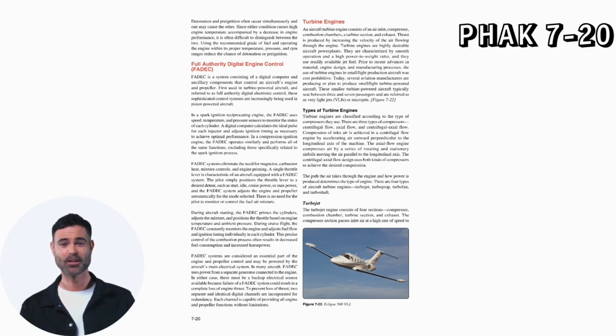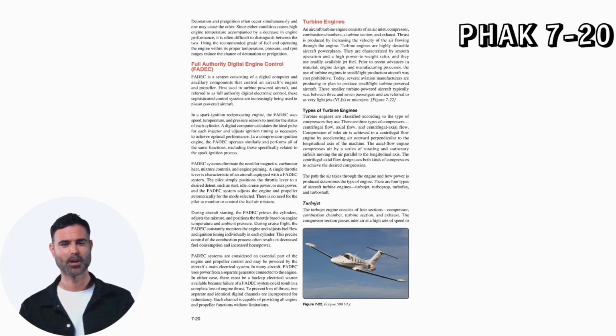Types of turbine engines. Turbine engines are classified according to the type of compressors they use. There are 3 types of compressors: centrifugal flow, axial flow, and centrifugal axial flow. Compression of inlet air is achieved in a centrifugal flow engine by accelerating air outward perpendicular to the longitudinal axis of the machine. The axial flow engine compresses air by a series of rotating and stationary airfoils, moving the air parallel to the longitudinal axis. The centrifugal axial flow design uses both kinds of compressors to achieve the desired compression.